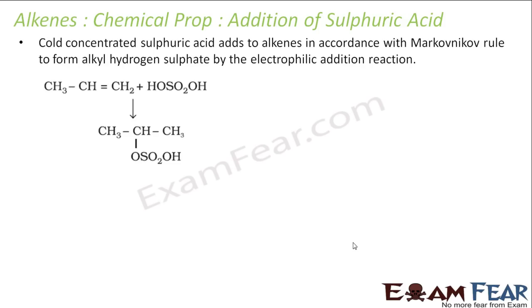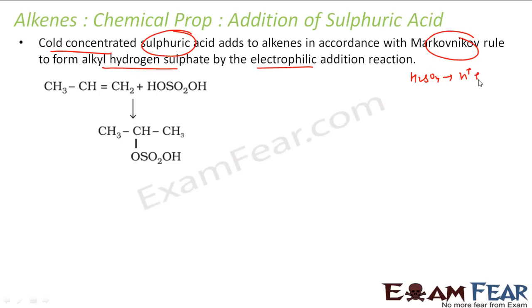Now let's take the addition of sulfuric acid to alkenes. We take cold concentrated sulfuric acid and this adds this group according to Markovnikov rule. This is an electrophilic addition reaction and it forms alkyl hydrogen sulfate. Correct, because if you see H2SO4, this gives H plus and HSO4 minus. Correct, and this group gets added.